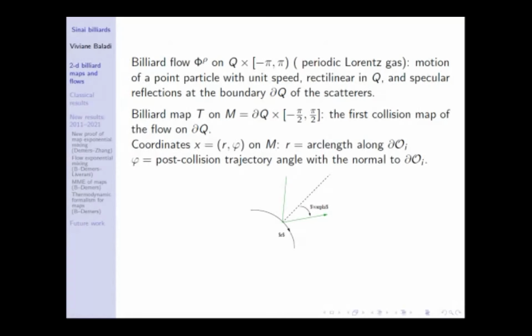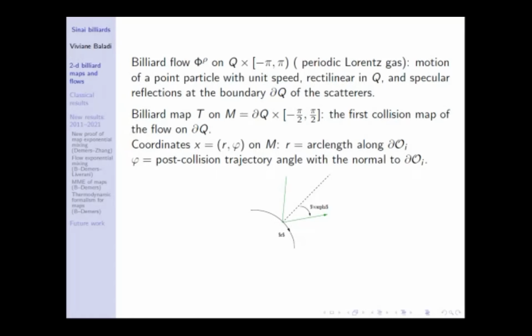And sometimes, either for physical reasons or just because mathematically it's easier, you look at the map instead. So you discretize, and you look at the map between collisions. So the billiard flow is a map on the table times minus pi pi. Pi is an angle. And the billiard map lives on a smaller space, since you leave from the boundary of a repeller and you look at next time you hit the boundary.